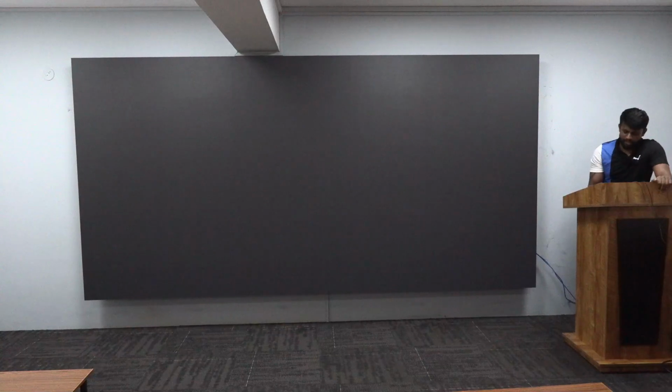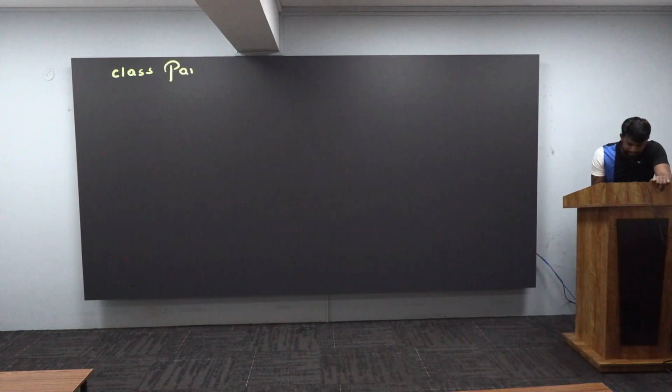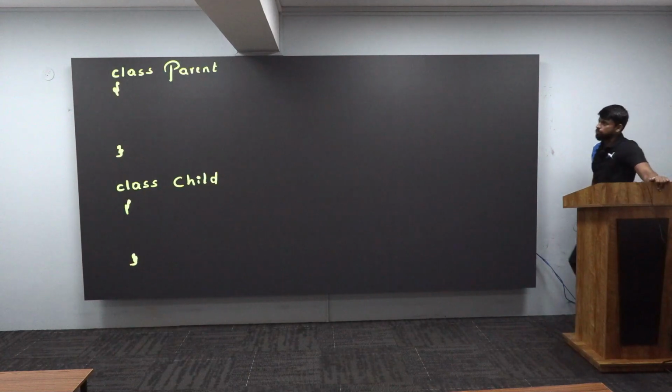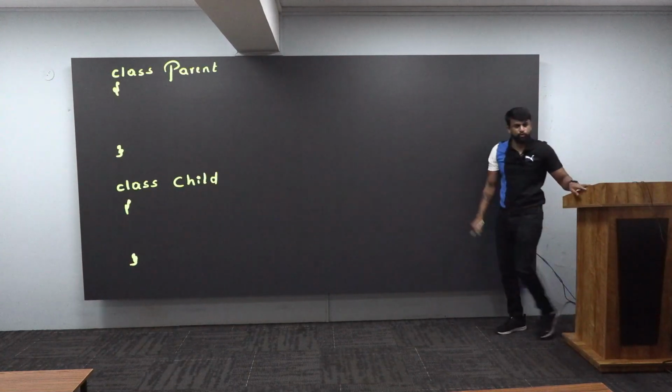Watch it. I will create one class. The name of the class, I will call it Parent. Very good. This is the opening, this is the closure. I will create another class. The name of the class is Child. Like this. Good. See now, that is my program.